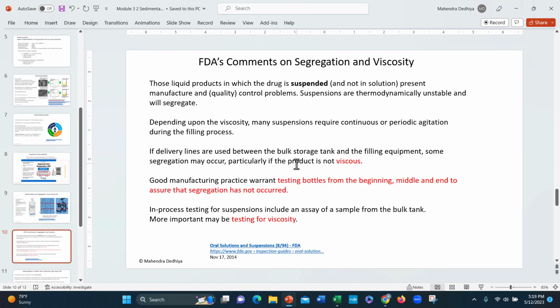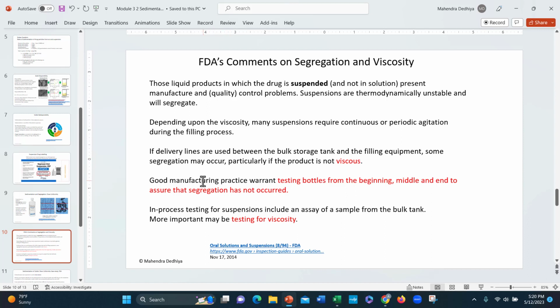FDA is very concerned about suspension. They have a clear guidance on suspension and quality control of it. It clearly states that suspensions are unstable and they will segregate under the gravitational force. Stokes' law also tells us that viscosity of suspension is very critical. If the product does not have appropriate viscosity, then segregation will occur in the bulk storage conditions, filling equipment, and in the bottle itself. It will provide non-uniform dosing.